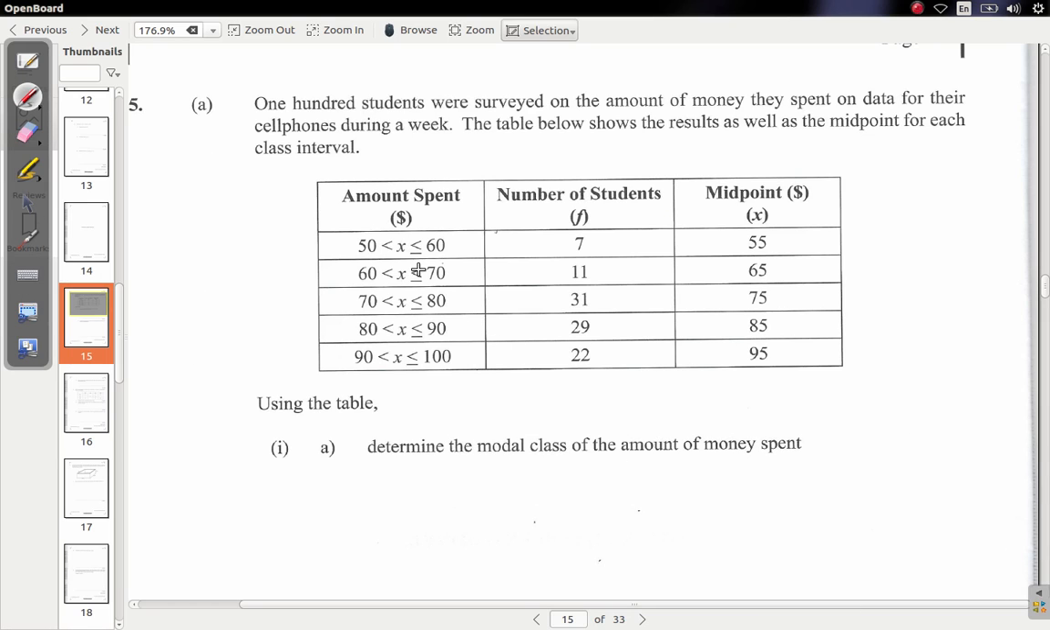Then it says, using the table, determine the modal class of the amount of money spent. See it now, the mode. You have to remember what mode means when you deal with statistics. Mode means most, the most of them. Mode means the most of them, the one that happens most. So you see how the mode works.